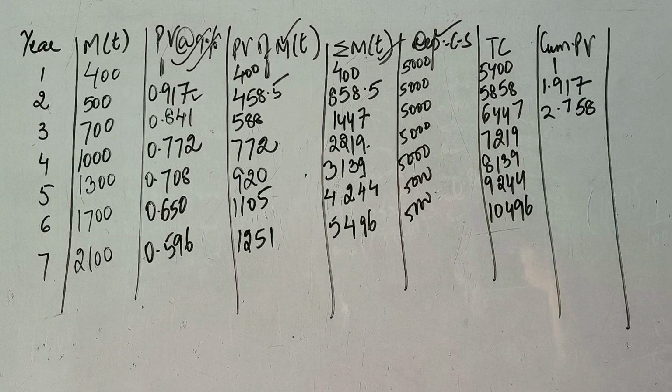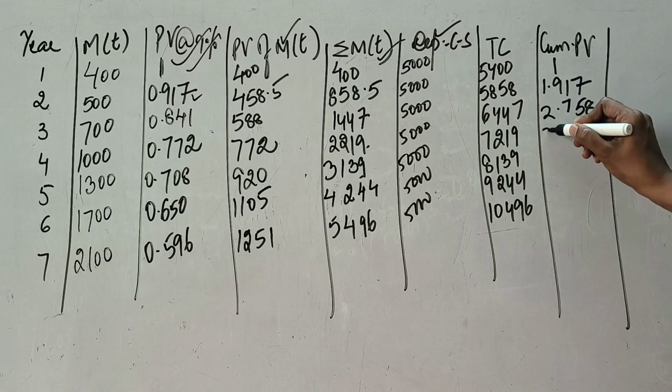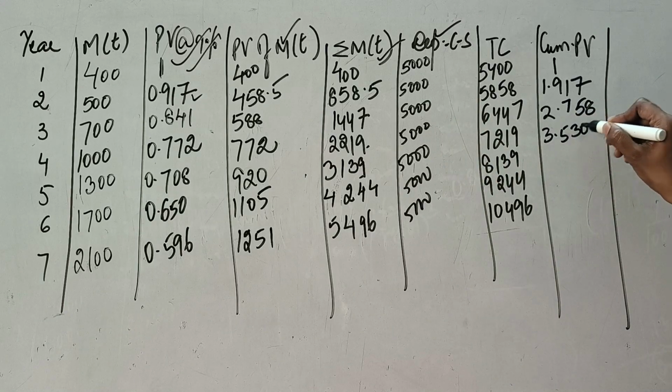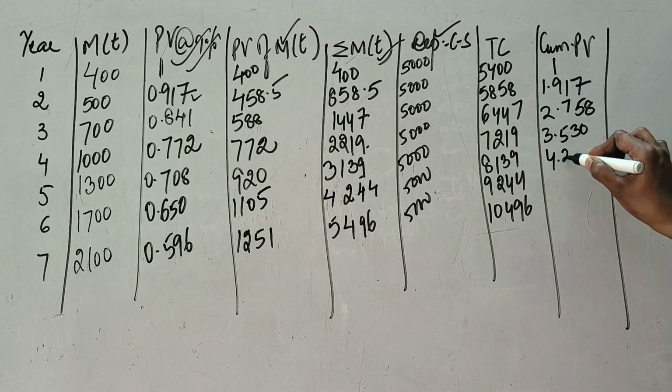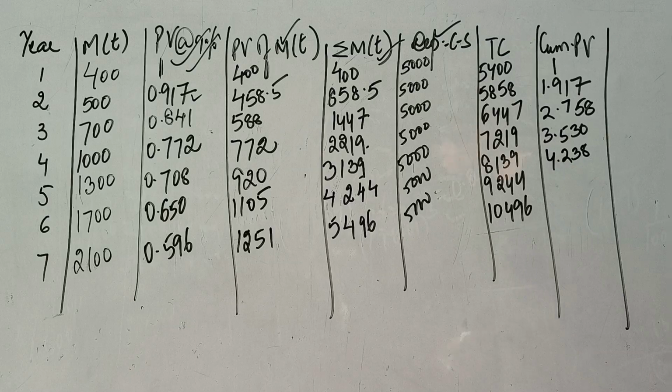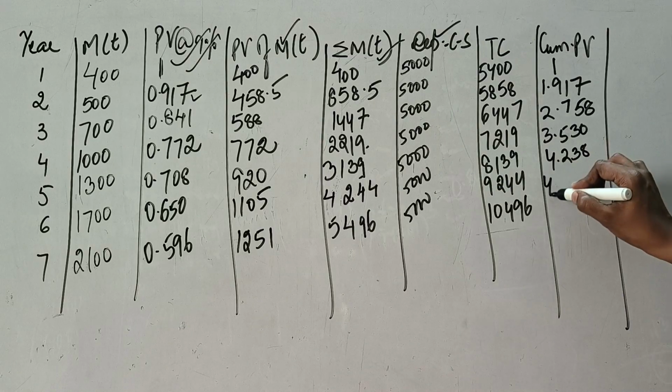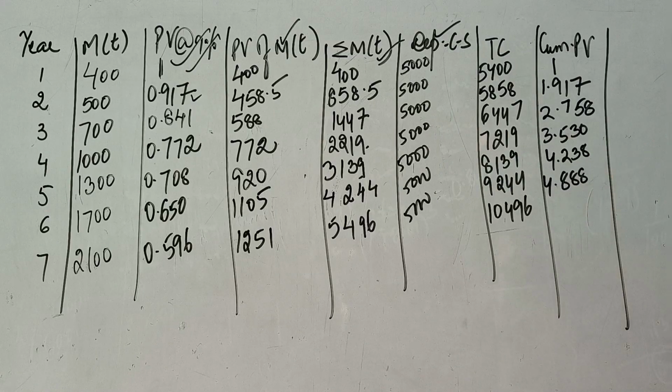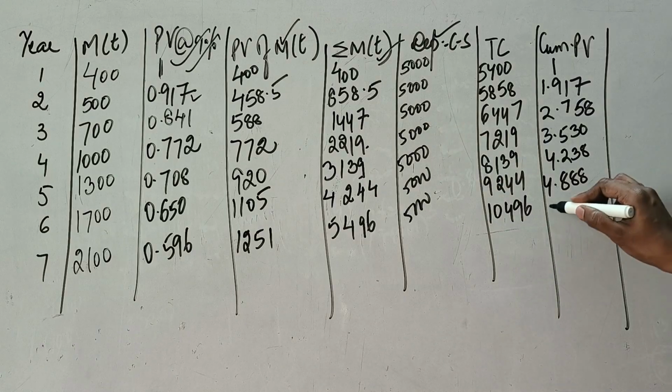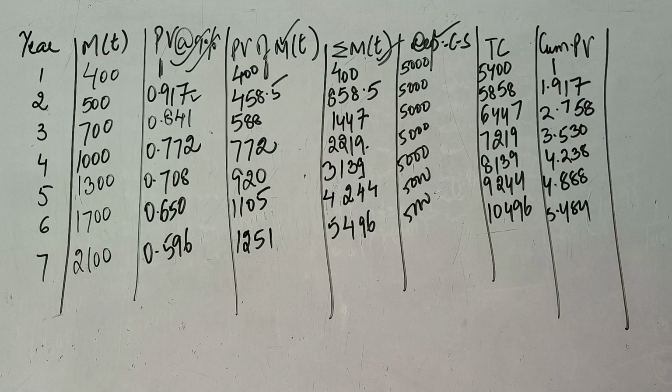Add 0.772 into it, it will be 3.530. Adding 0.708 into it, 4.238. Adding 0.650 into it, 4.888, and the last will be 5.484.